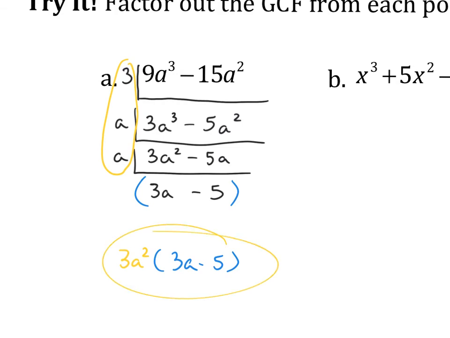So we know we're right because if I distribute this in, 3a squared times 3a, 3 times 3 is 9, a squared times a is a cubed. 3a squared times negative 5 is negative 15a squared. So distributing that back out gets you back where you started.